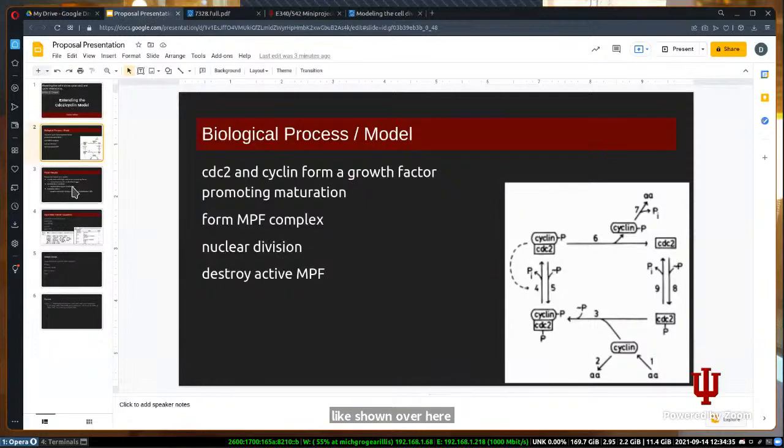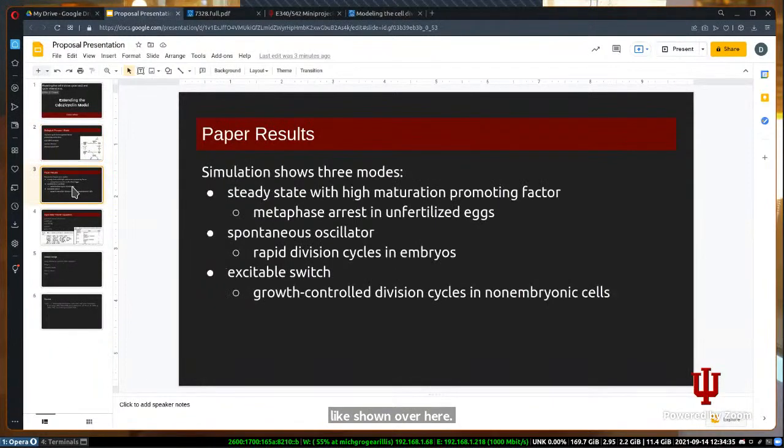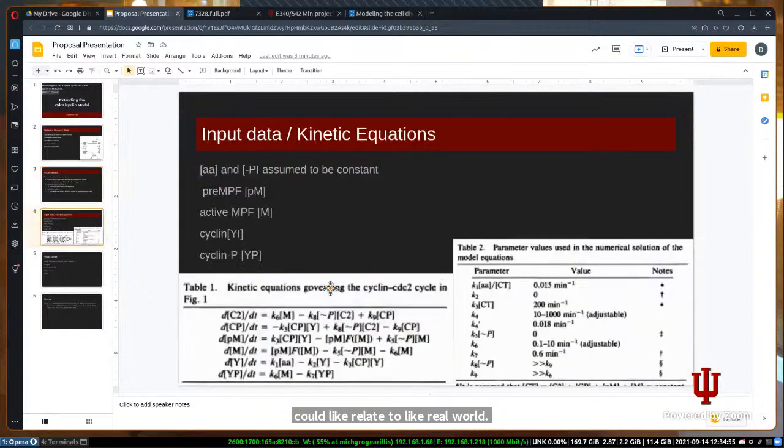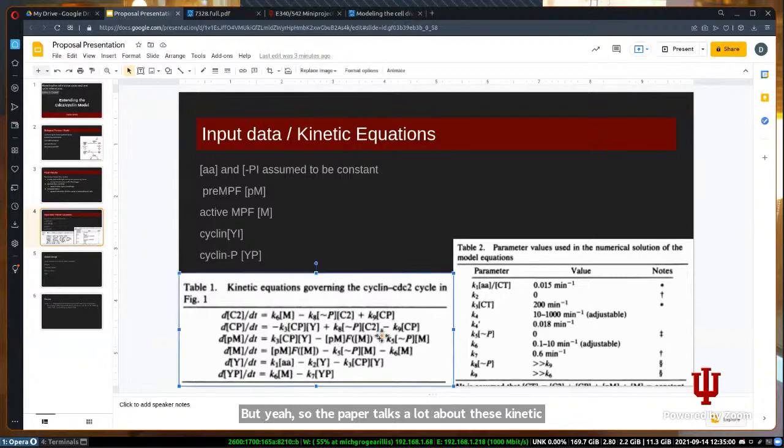And basically the model was exploring how the process actually works in different states and concentrations. They found three main modes that it would operate in, and they could relate them to real world cell states. The paper talked a lot about these kinetic equations, and I think I could represent these well with tellurium.